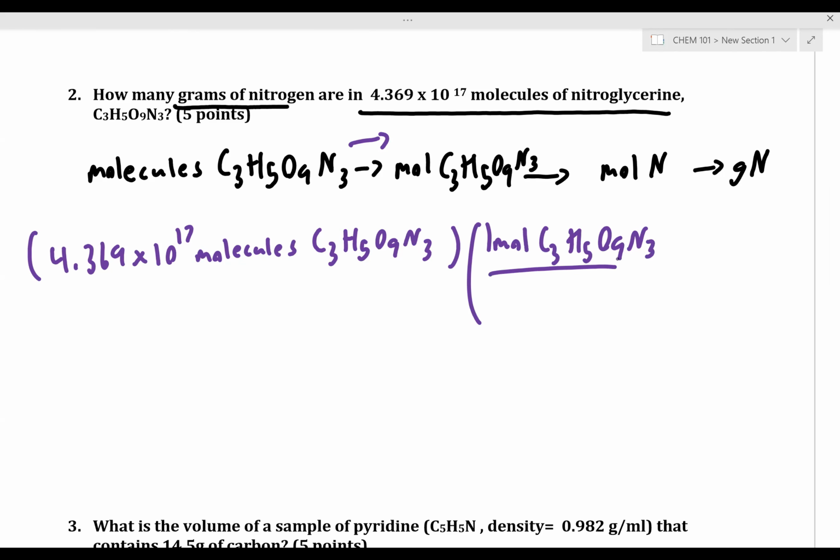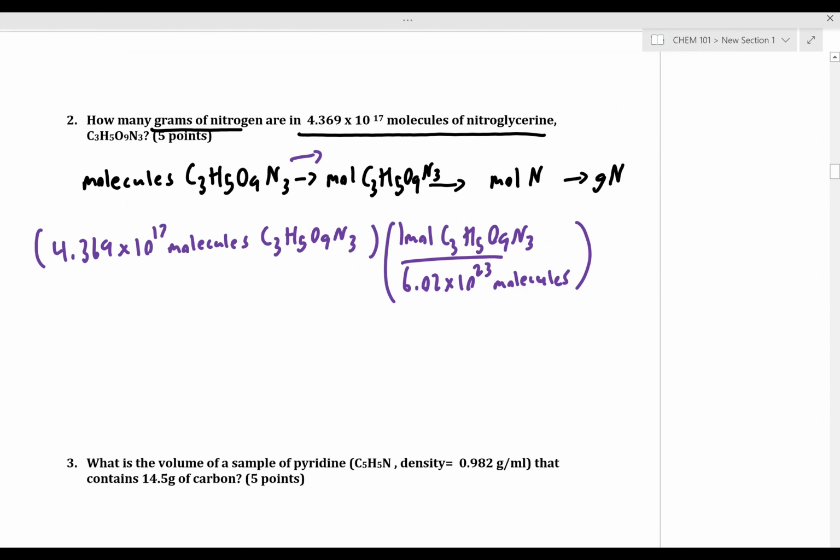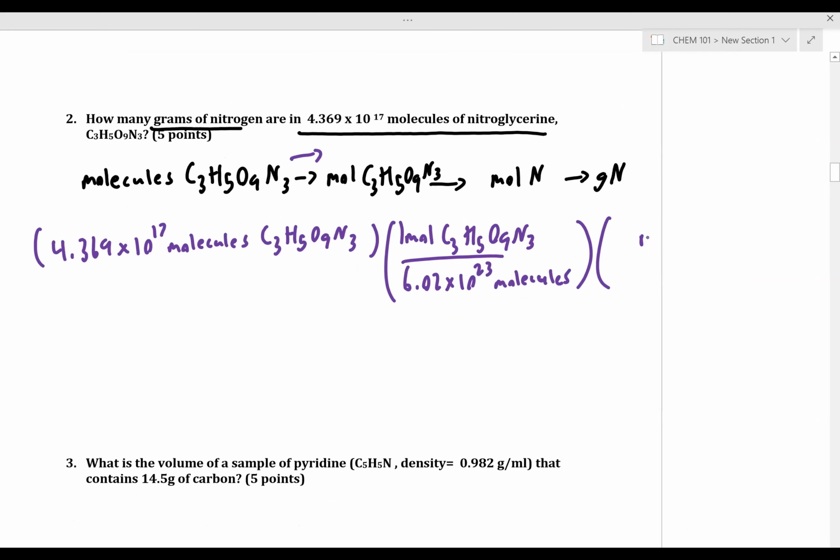Yep, Avogadro's number, which is 6.02 times 10 to the 23rd molecules per mole. So it allows you to go from moles to particles. Okay, now my question to all of you is how many moles of nitrogen do we have in 1 mole of C3H5O9N3? How many nitrogen atoms do we see?